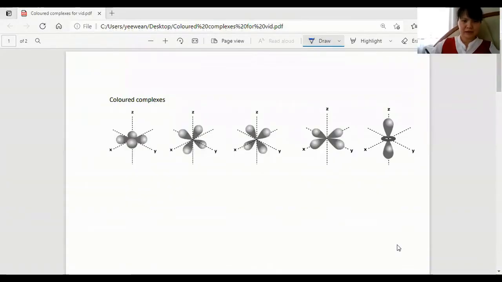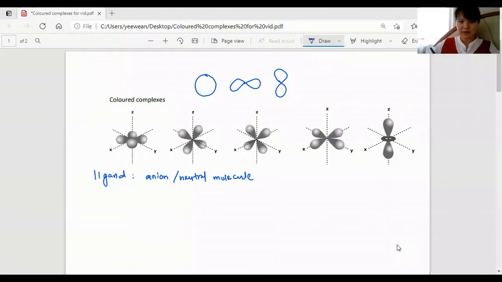In SL, you learn that the s orbital looks like this. It's spherical in shape, and the p orbital is a dumbbell, this way or this way. And these are actually what the d orbitals look like. So you don't need this, but I do want to show you this. Let's also revise what a ligand is.